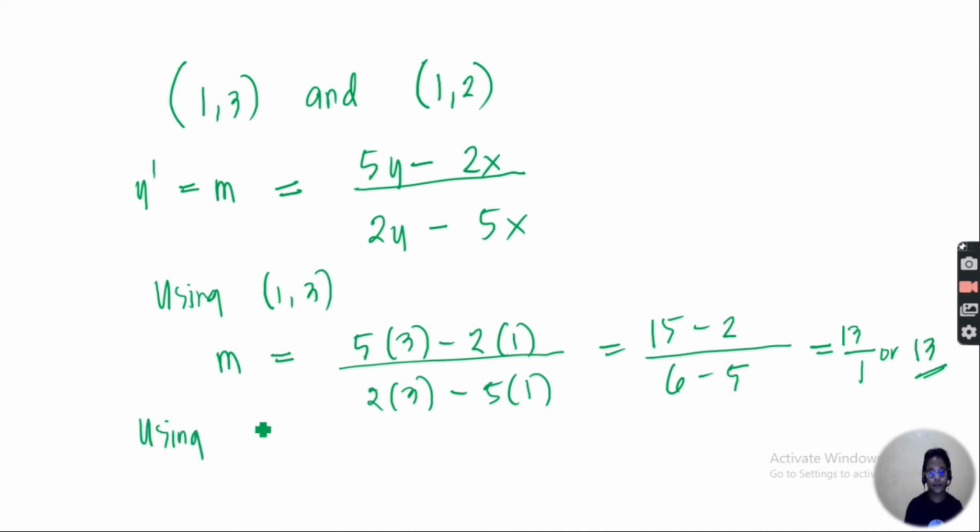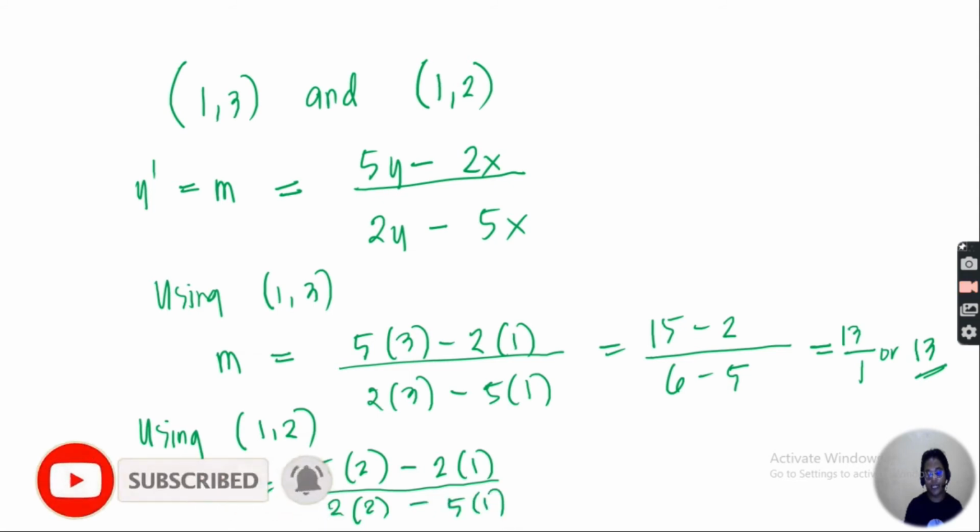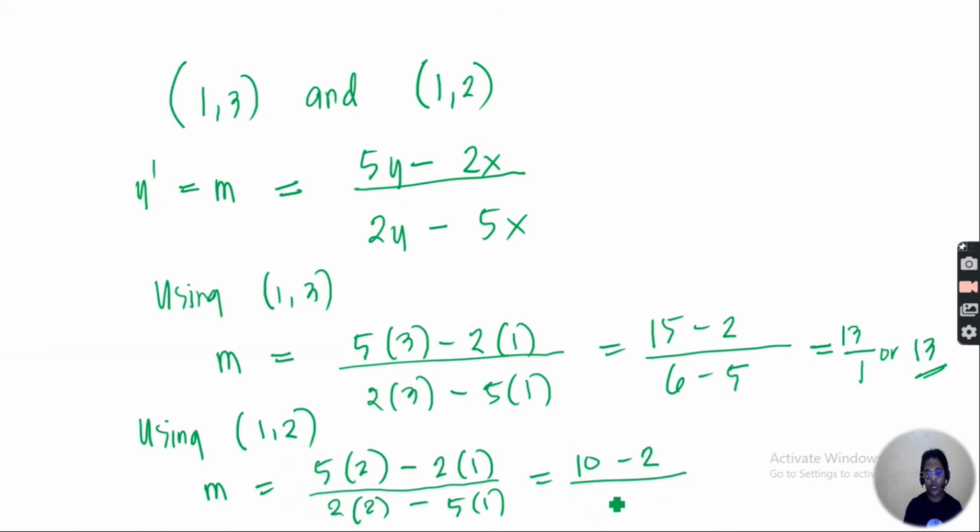Using (1, 2), so we have 5 times 2 minus 2 times 1 all over 2 times 2 minus 5 times 1 is equal to 10 minus 2 all over 4 minus 5. So, we have 8 all over negative 1 or negative 8 po. Next po, magkaroon po tayo ng dalawang tangent lines po.